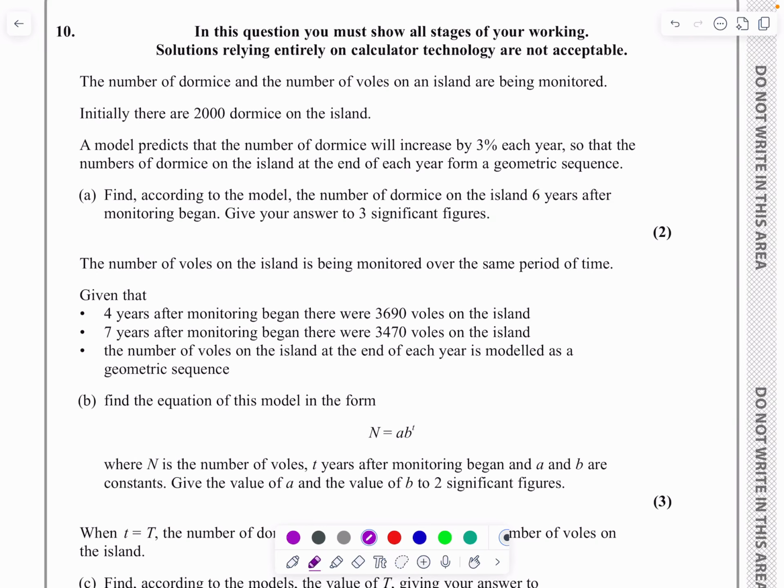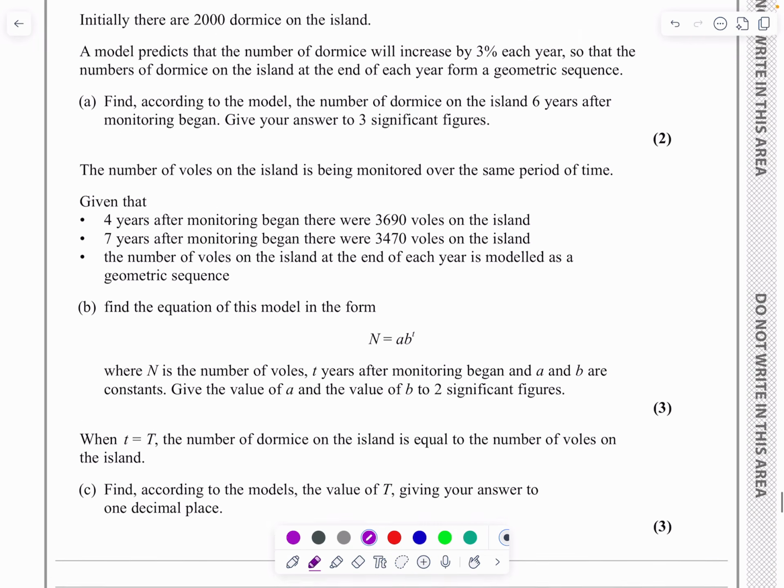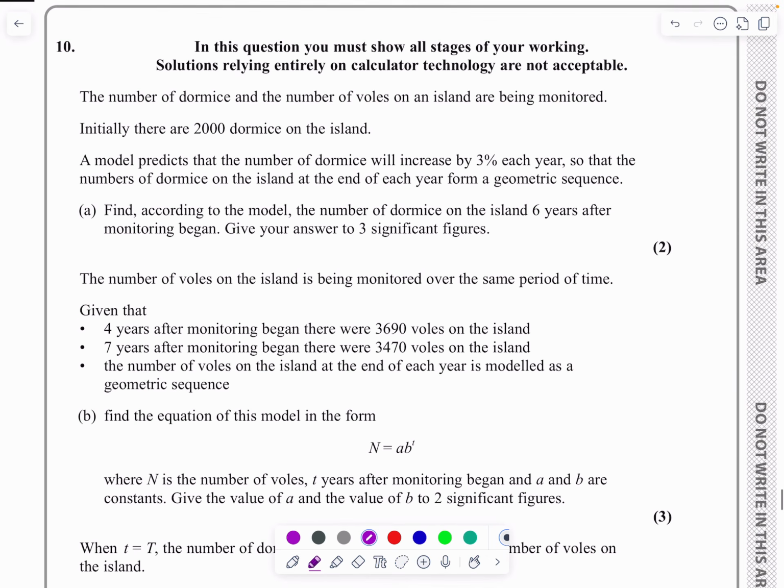Okay, this is the P2 paper from June 2024. It's question number 10, and this is a question that's going to be using some modelling with series for this first part here, and then the second part, completely different question, is going to be exponentials and logarithms. So let's read it through.